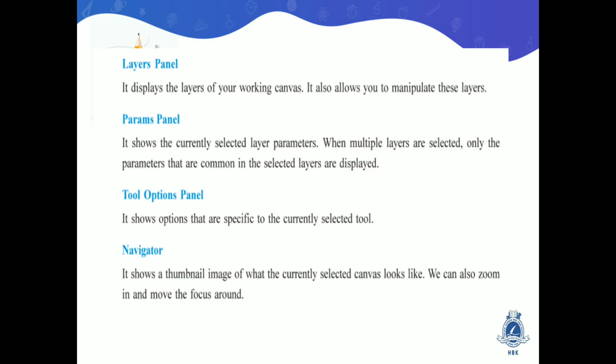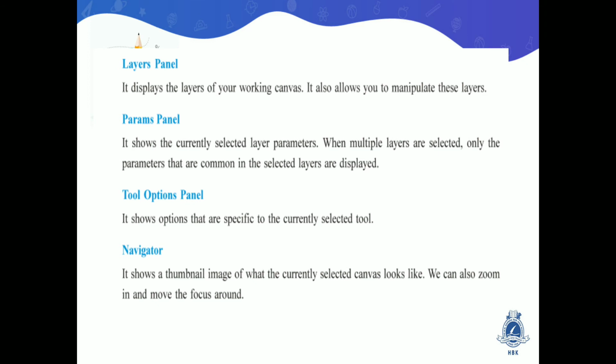The first panel is the layers panel. It displays the layers of your working canvas. It means whichever layer you are dealing with will be displayed in the layers panel. It also allows you to manipulate these layers, and to make modifications in the layers.